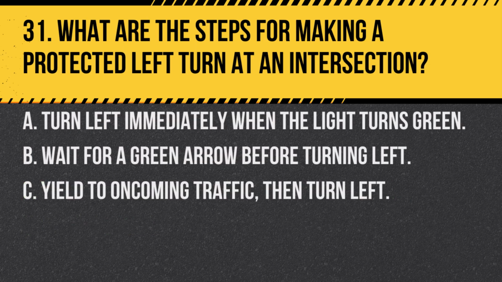Question 31. What are the steps for making a protected left turn at an intersection? A. Turn left immediately when the light turns green. B. Wait for a green arrow before turning left. C. Yield to oncoming traffic, then turn left. Answer. B. Wait for a green arrow before turning left. A protected left turn is indicated by a green arrow, allowing safe turns without oncoming traffic.